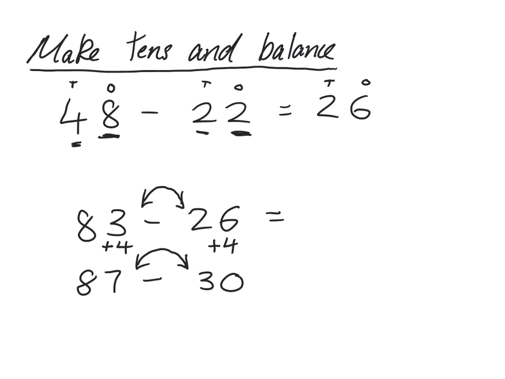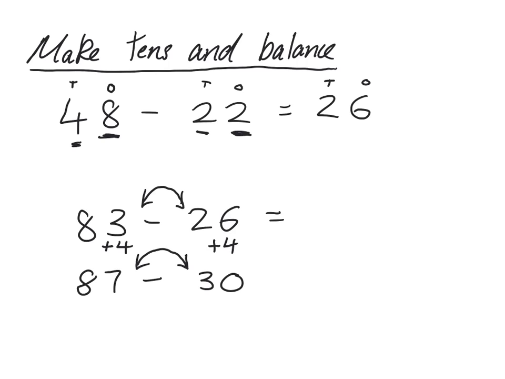Now, 83 take away 26 is the same as 87 take away 30. The important thing is that the difference stays the same. The numbers in between 83 and 26 are the same as the numbers between 30 and 87. It's the same amount. Very, very important.